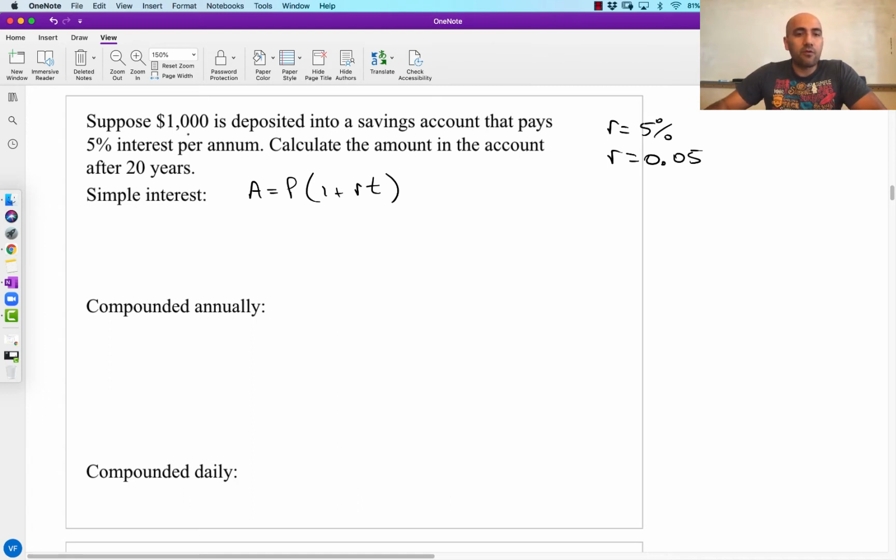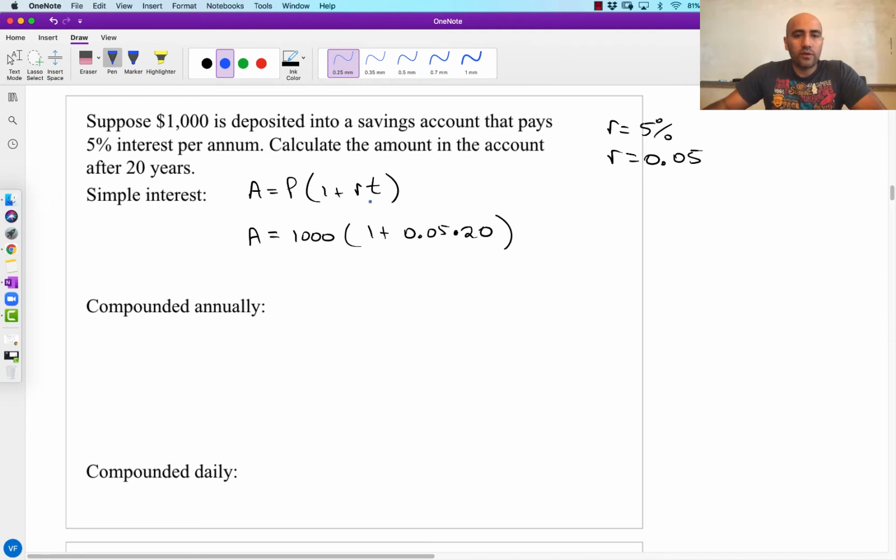And P is the amount of the original principal. So this formula is going to be A equals 1,000 times (1 plus 0.05 times 20). This is where the R is, and the T is right there. Maybe I should put parentheses around it. The T is 20 years, the interest rate is 5%, and the P is right there. Okay, so now we can just punch it into our calculator and get our answer.